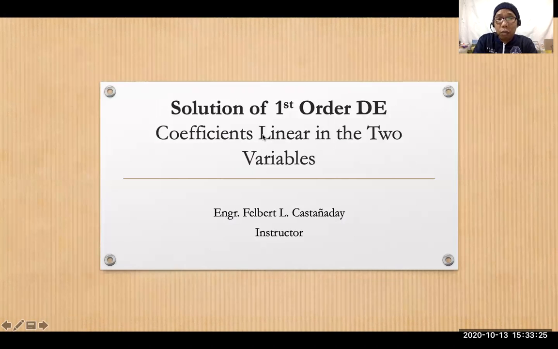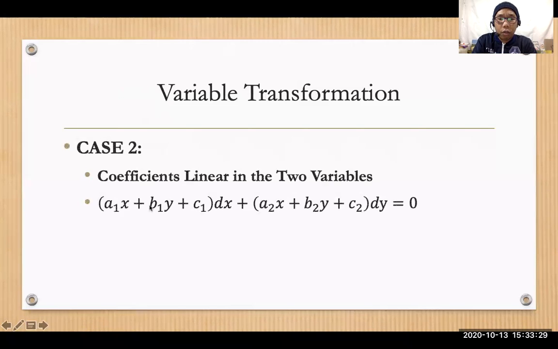So our topic for Friday will be coefficients linear in the two variables. So another transformation. Anong itsura ng case na to? So ito yung may coefficient na linear. Okay? Or line. Di ba? Pag i-equate mo sa 0, equation ng line na to, di ba? A sub 1 x, B sub 1 y, C sub 1. A sub 1, B sub 1, C sub 1, A sub 2, B sub 2, C sub 2. These are constants.